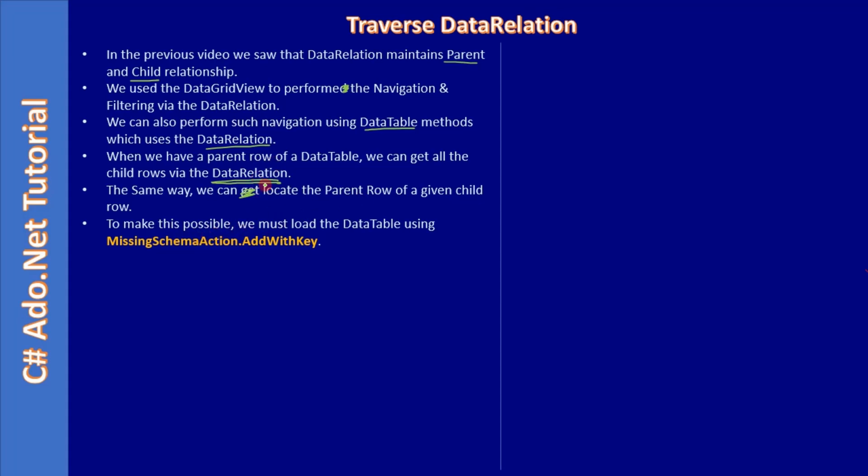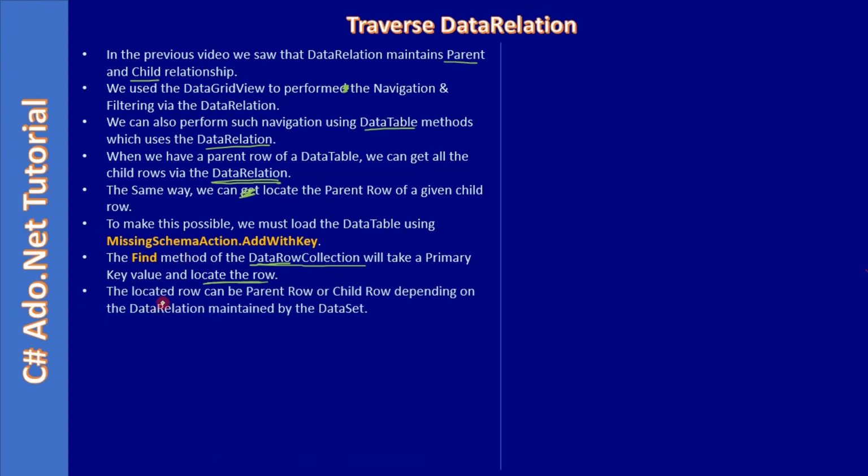To make this runtime navigation possible, we must load the data table using the missing schema action add with key. So the find method of the data row collection from your data table will take a primary key value and locate the row. So you can find the row using the find method. Once the row is in hand, the located row can be a parent row or it can be a child row, depending on the data relation maintained by the dataset.